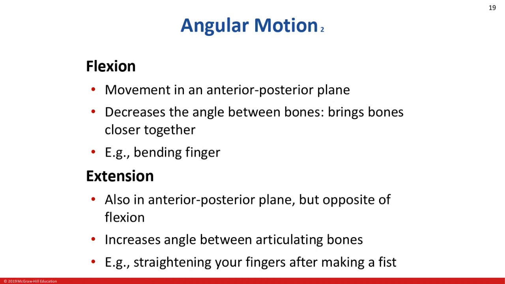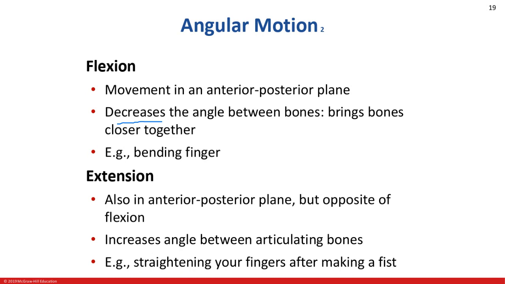So flexion, what is it? First of all, we're going to move in the anterior and posterior plane, so what's in front of you and what's behind you. When we bring the bones close together or decrease the angle, the example here is bending your finger. How about flexing your elbow? When you flex your elbow, you're bringing your radius, let's just use one of the forearm bones, closer to your humerus. Isn't that what I'm doing? As I bend my elbow, I just brought my radius closer to my humerus. So that's flexion.